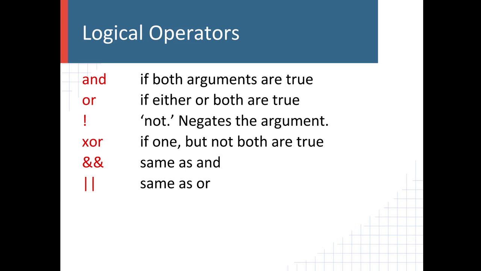And it executes the code. XOR checks to see if only one but not both or multiple arguments are true. If only one is true, then it goes through. And as I mentioned before, the ampersand is the same as "and" and the pipes are the same as "or". We see the ampersand and the two pipes in JavaScript.